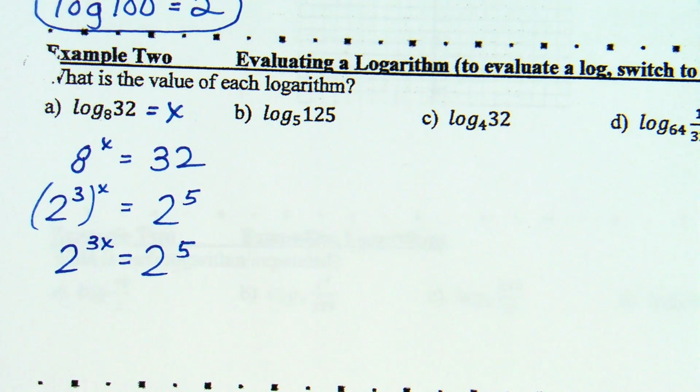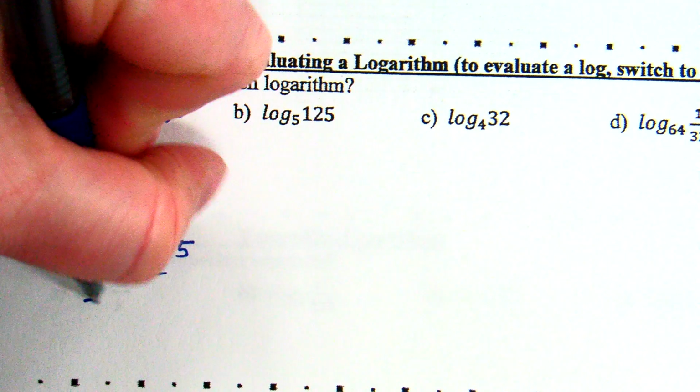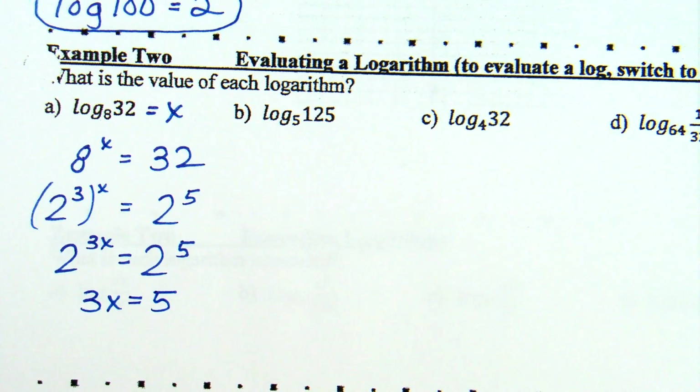Guesses on the powers? They have to be the same. If this is an equation, it says 2 to the 3x equals 2 to the fifth. My 2's are already the same, yes? So what's that mean about those powers? They have to be the same. So the technique here is, since my 2's are the same, drop the 2's off and set your powers equal to each other. So my equation that I have to solve is now 3x equals 5.